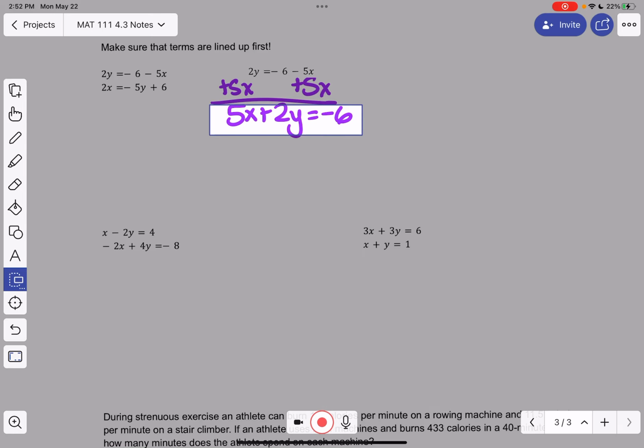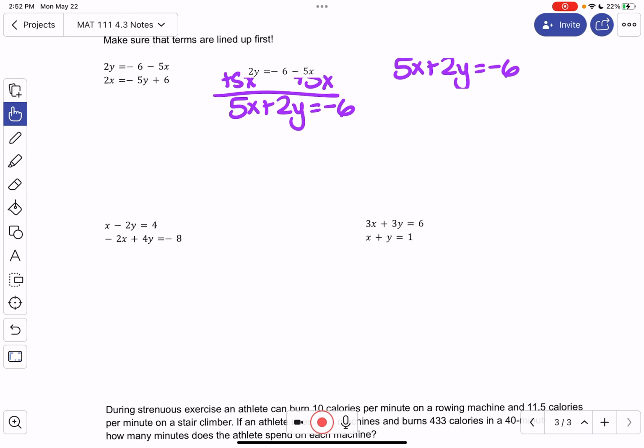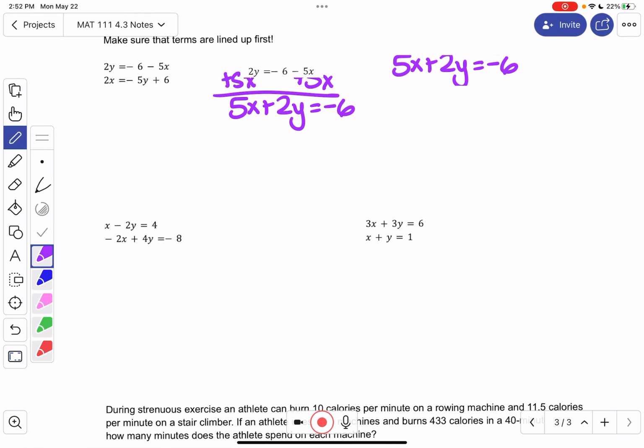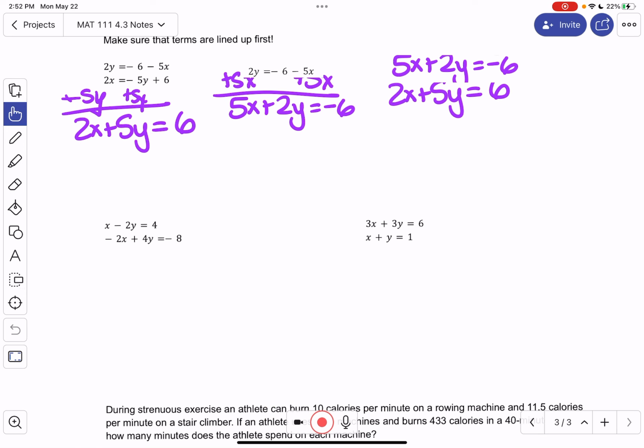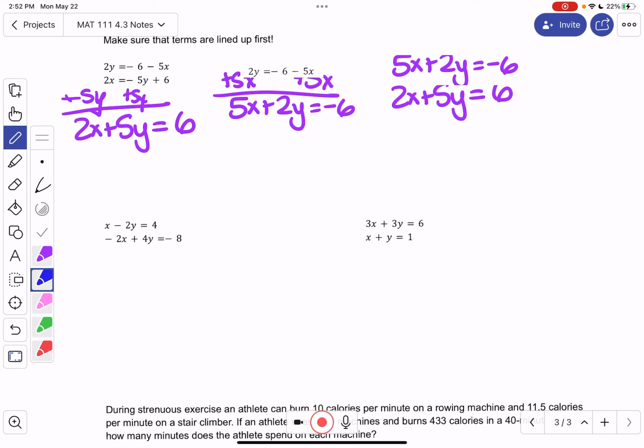I'm going to take that equation and bring it over here. Then I'm going to do the same thing to the bottom. I'm going to bring the y over. And you can add in any order. So 2x plus 5y equals 6 makes it so that both of these equations now go x, y equals the answer.